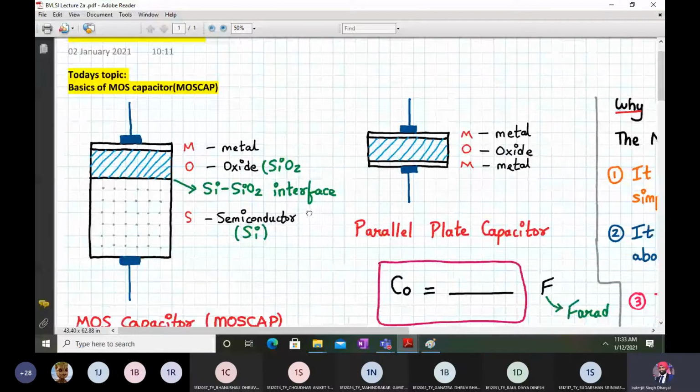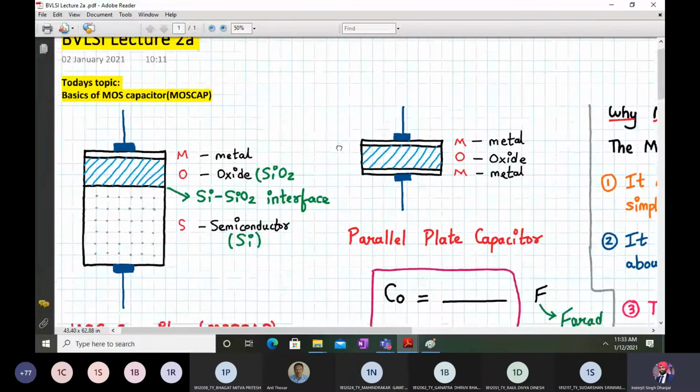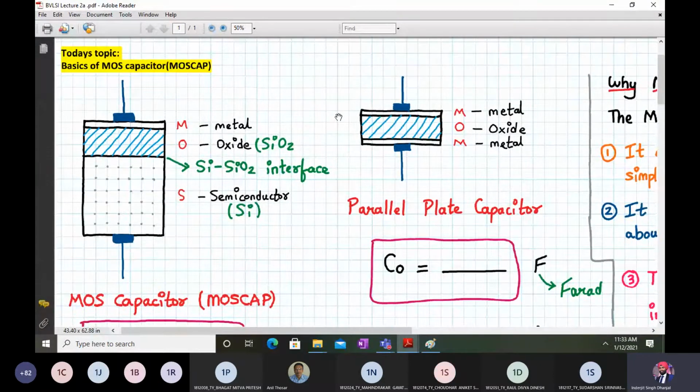We are going to start with unit number, module number basically one only. We are continuing in that unit number 1.2, that is MOS physics. In that, we are going to start with today's topic, which is basics of a MOS capacitor or a MOS cap. Okay, so this parallel plate capacitor we have already seen before.